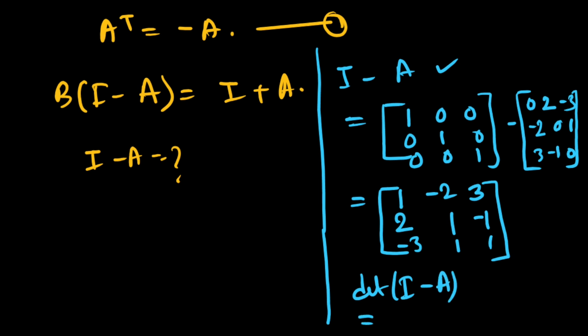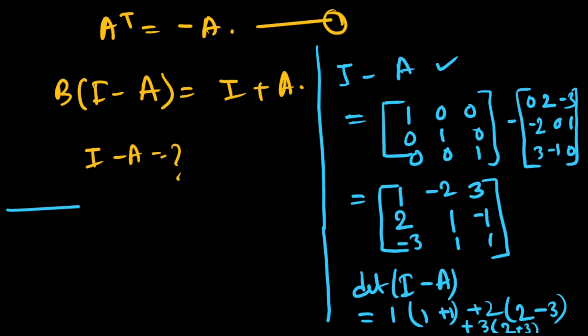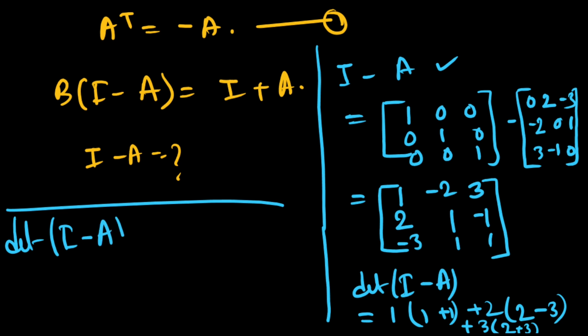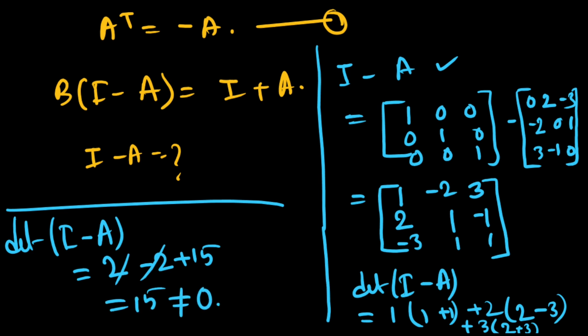That is equal to 1 times (1 plus 1) plus 2 times (2 minus 3) plus 3 times (2 plus 3). If we calculate this, we get the determinant of I minus A is equal to 2 minus 2 plus 15. So that is equal to 15, not equal to 0. This implies I minus A is an invertible matrix.